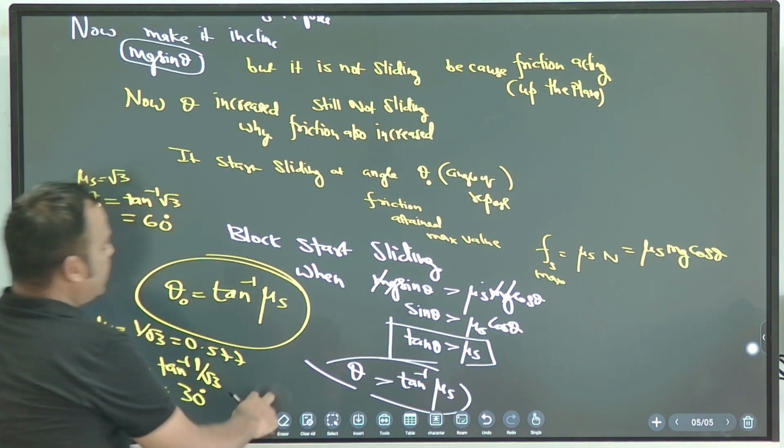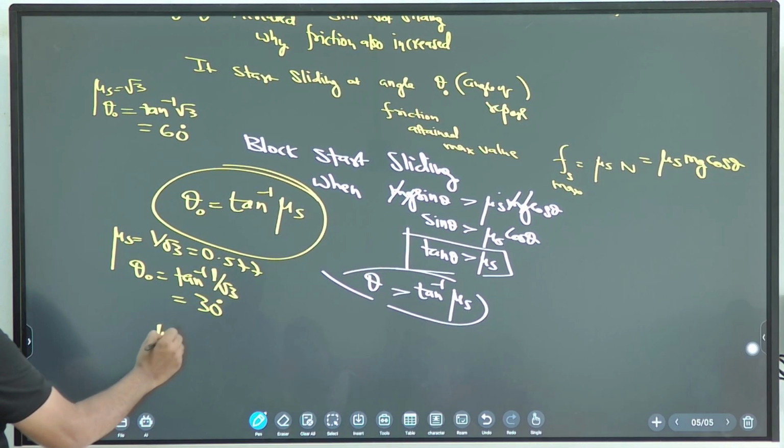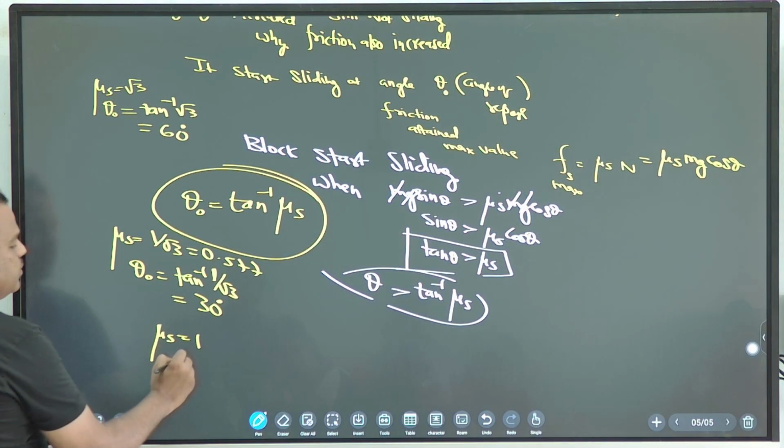If mu s is 1, tell me, what is the angle of repose?